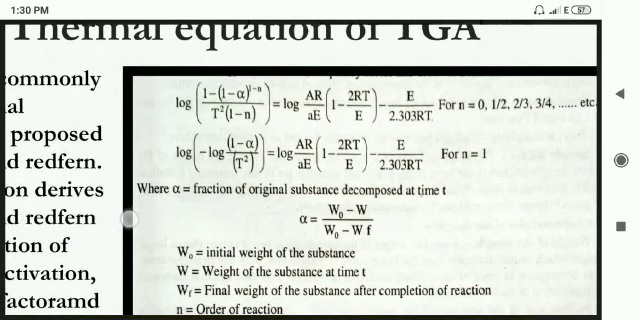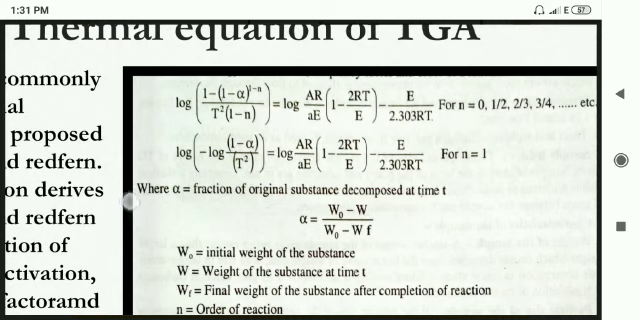The log of 1 minus (1 minus alpha) raised to 1 minus n, divided by t square into 1 minus n, is equal to log of AR upon AE (1 minus 2RT upon E) minus E upon 2.303 RT, for n is equal to 0, n is equal to 1 half, n is equal to 2 by 3, n is equal to 3 by 4, etc.